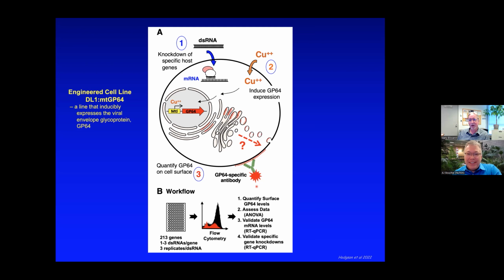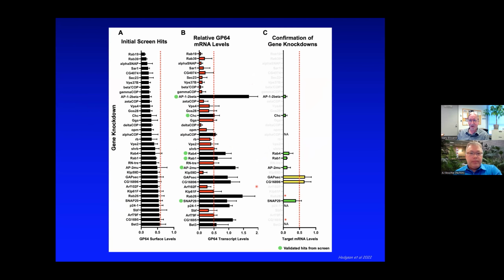Right. In this screen, we looked at 213 genes that were known to be involved in trafficking or movement of envelope or membrane proteins. And the results from that, I'll just show you. I'm not going to go through all this, so don't worry. We initially found 37 genes that when we knocked them down, substantially reduced the amount of envelope protein at the cell surface. But when we did all our controls, we narrowed that down to 6 important genes.